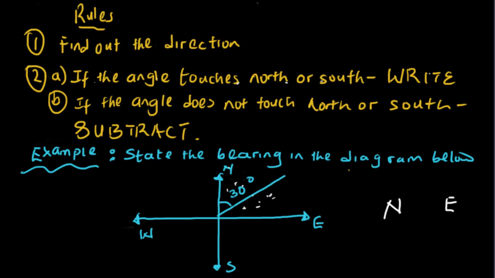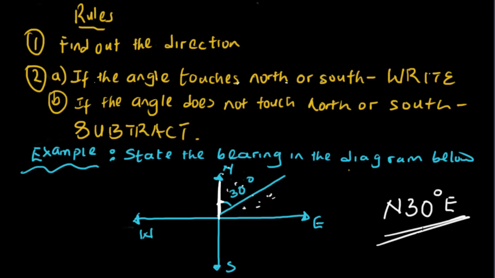Now we are going to check the angle we have. Does it touch north or south? Now if you look, it's touching north. This is north shade, and the angle is touching north. So we just write 30 degrees. This is our answer. As simple as that.